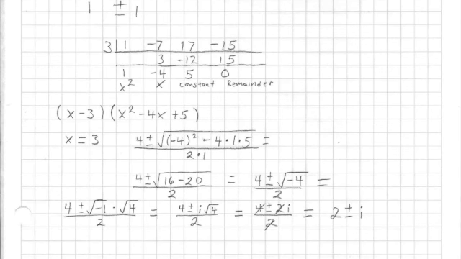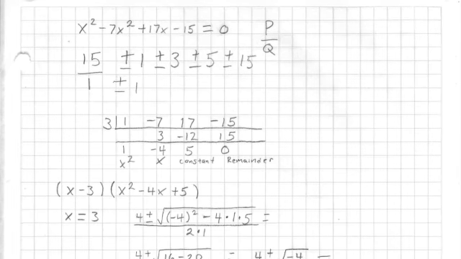We can then cancel out the denominator from the numerator, turning 2i into i and 4 into 2, giving us x equals 2 plus or minus i. That then gives us x equals 2 minus i, and x equals 2 plus i.